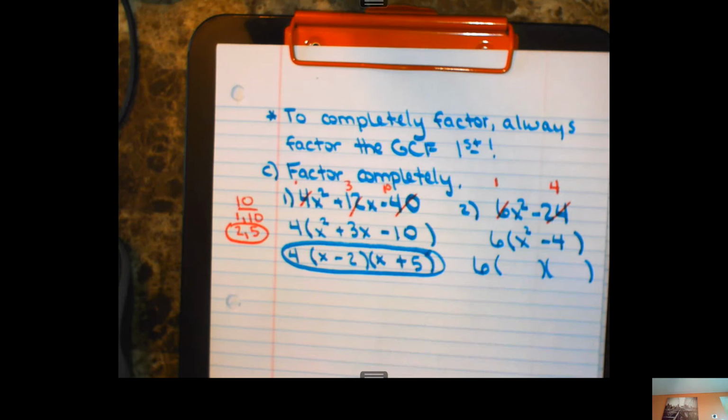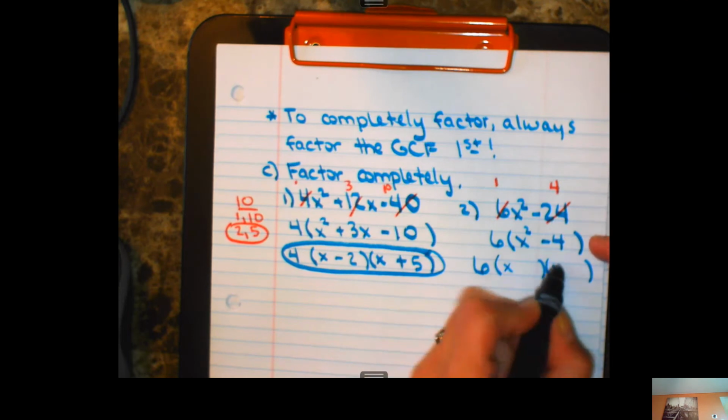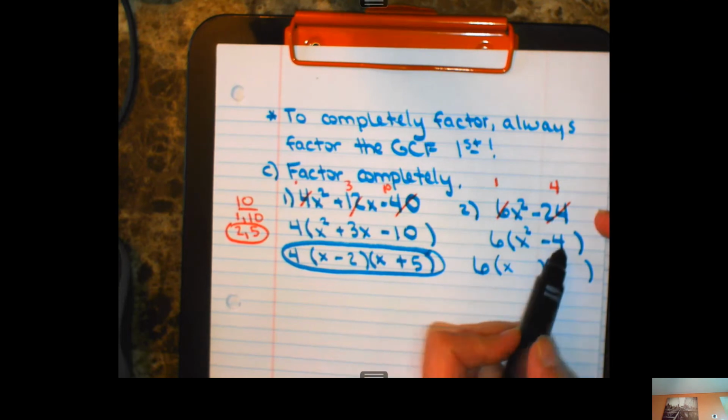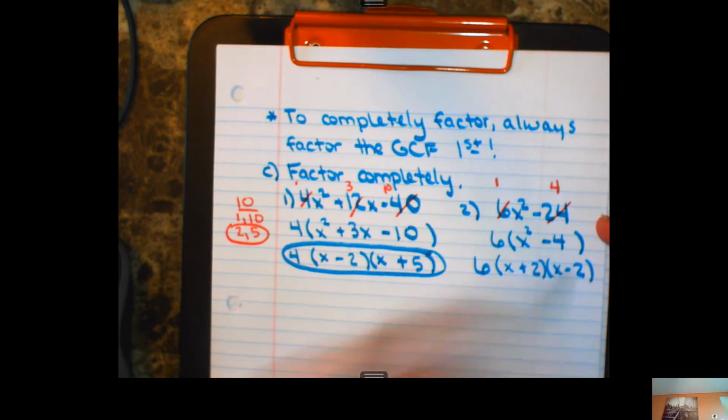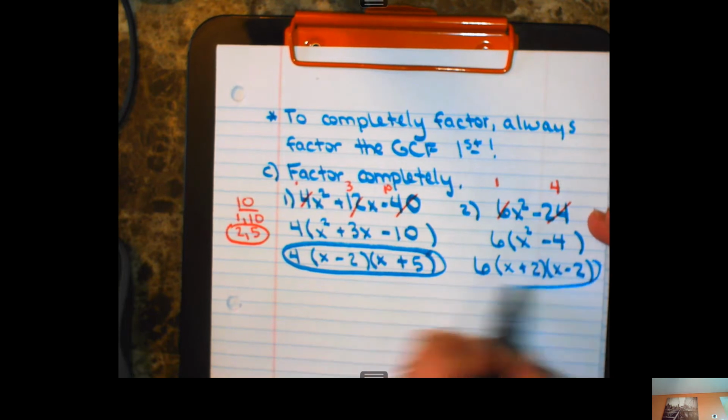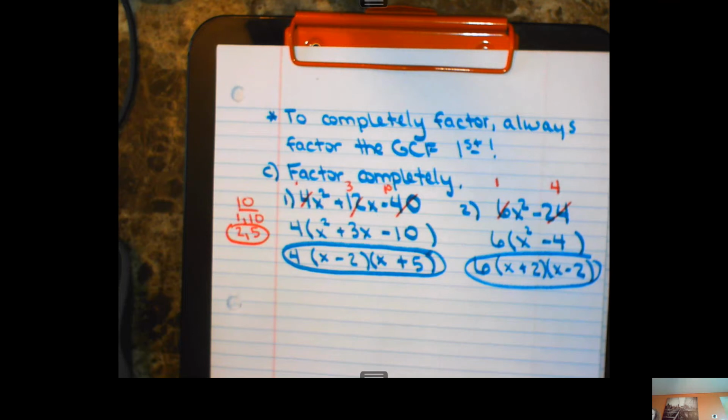So we have x and x here. What times itself gives you 4? Well, that's 2 and 2. And because we have a negative, we have opposite signs. It doesn't matter which one you put first. So there's your simplified factored answer.